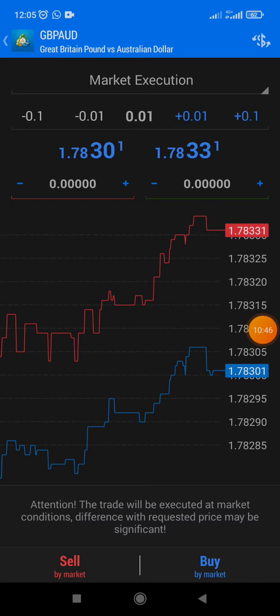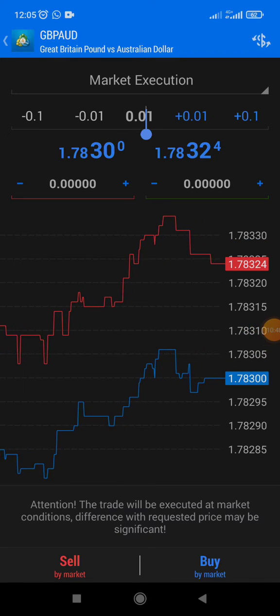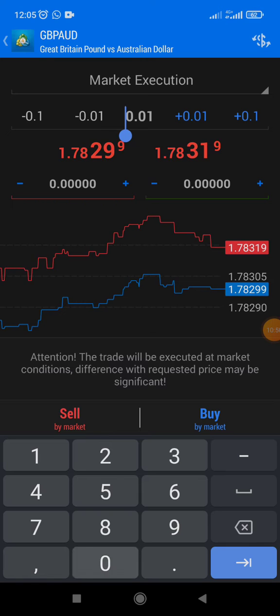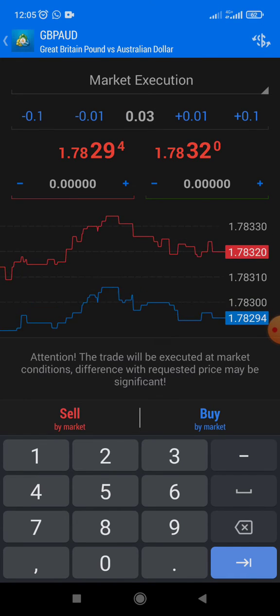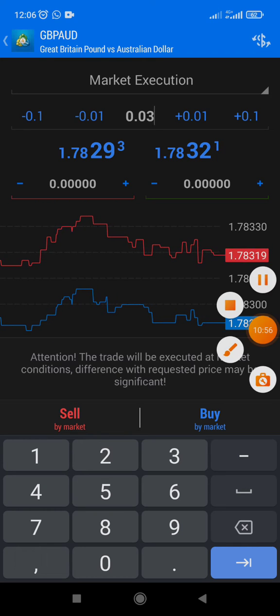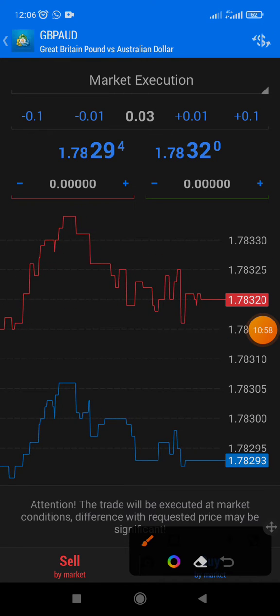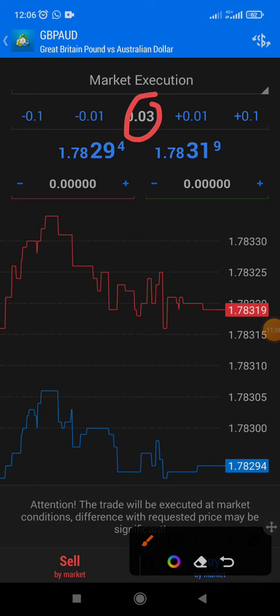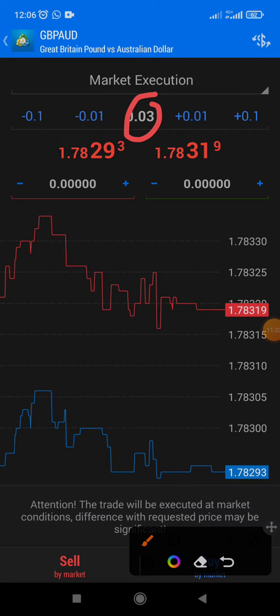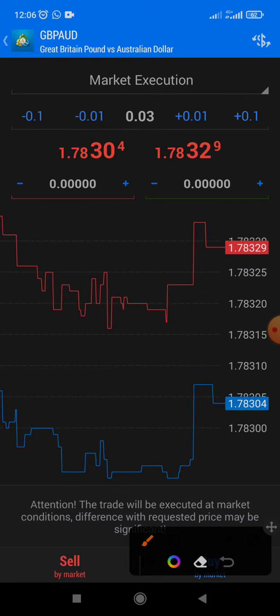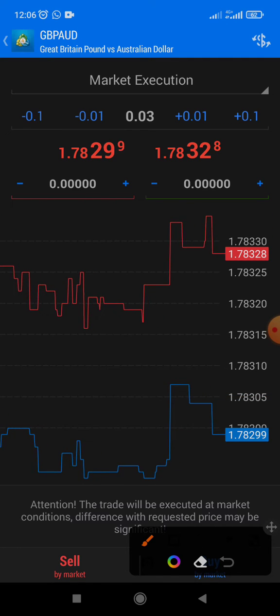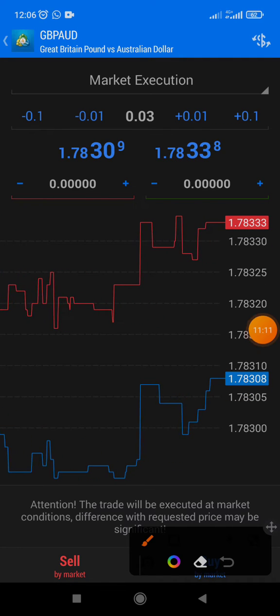So let's assume you want to use 0.03. So you just come to the middle here, you type 0.03. That is it. I'm done. The 0.03 is there in the middle here. So that is how you will go. In case you already have the lot size in your mind, or you have the lot size that you want to use, you will just input the lot size there and you are good to go. Now, once you input the lot size, let's move to the next menu.